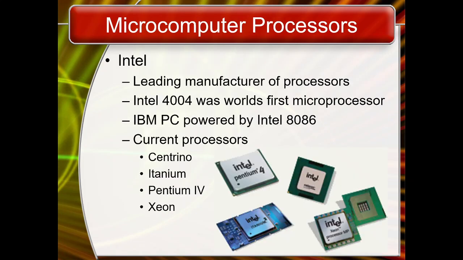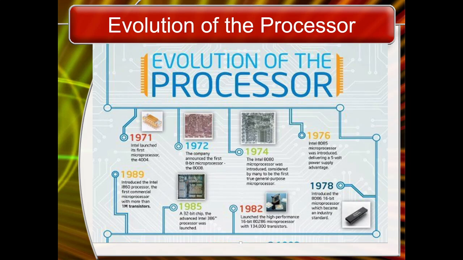Intel is the leading manufacturer of processors. The first worldwide microprocessor launched was the Intel 4004, and the IBM PC was powered by the Intel 8086. Current processors include Centrino, Itanium, Pentium 4, Xeon, and so on. So let's have a look at the evolution of processors.